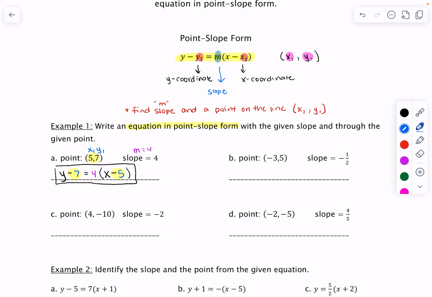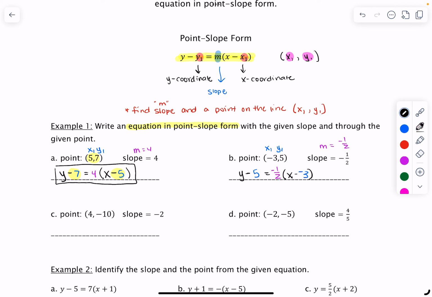In example B, I've got x1 is -3, y1 is 5, and a slope of -1/2. When I plug this in, my form is y minus something, this is my skeleton, equals m(x minus something). That's my skeleton for my equation. When I plug these in, the y plugs in as 5, the x plugs in as -3, because it's -3 in the coordinate pair, and my slope of -1/2 goes in front.